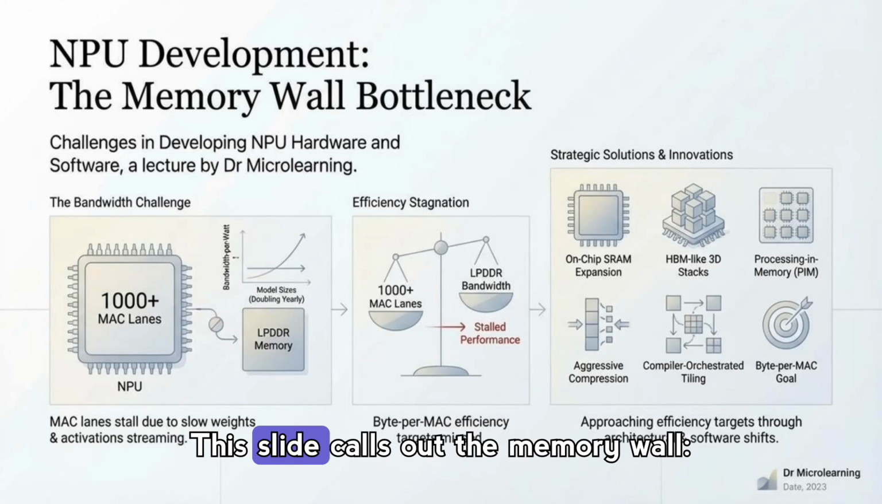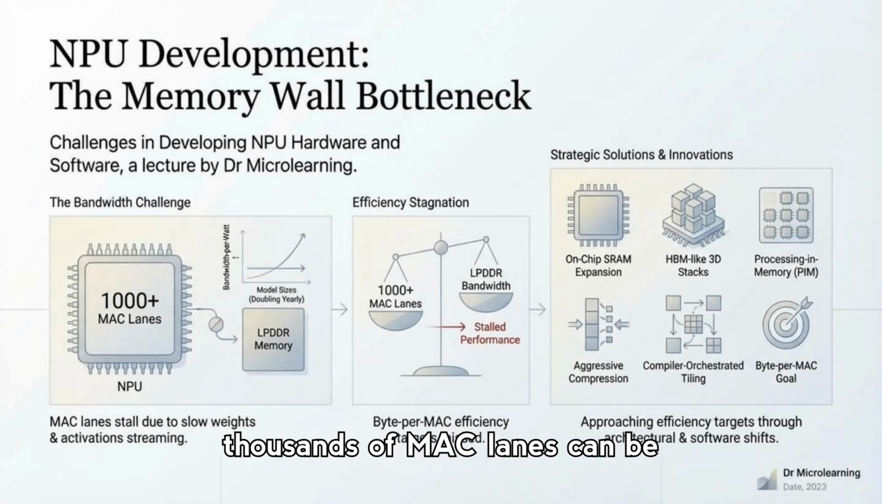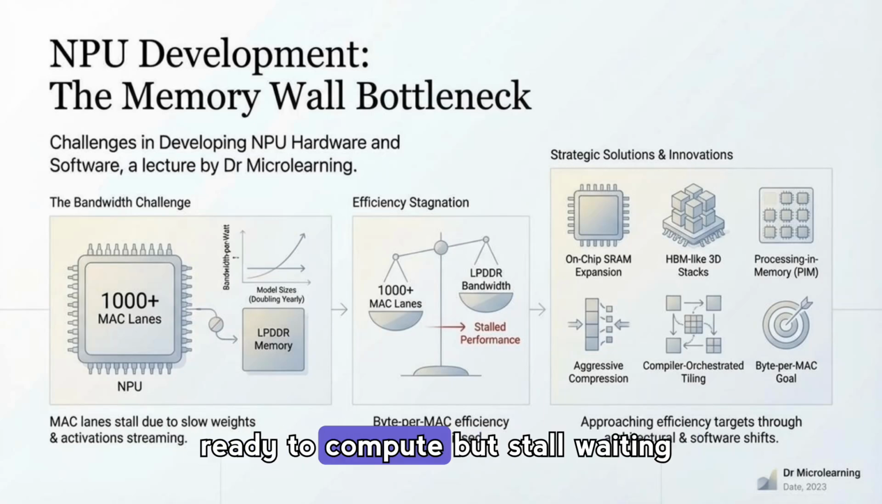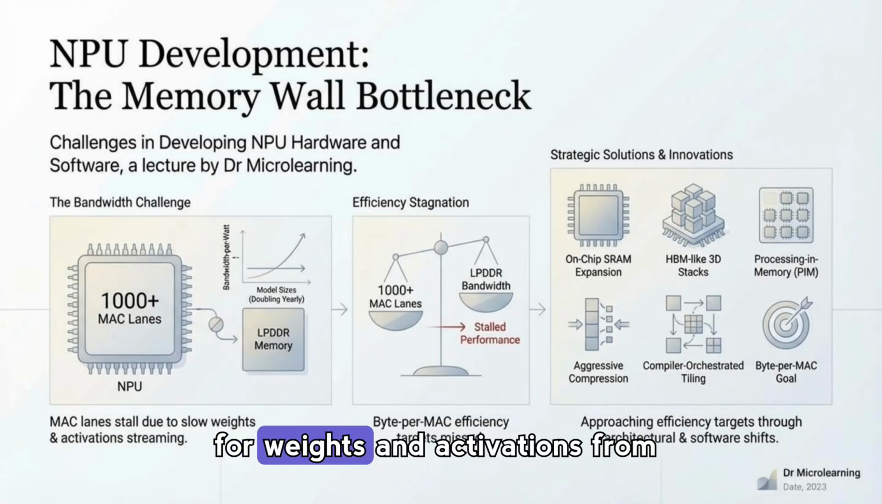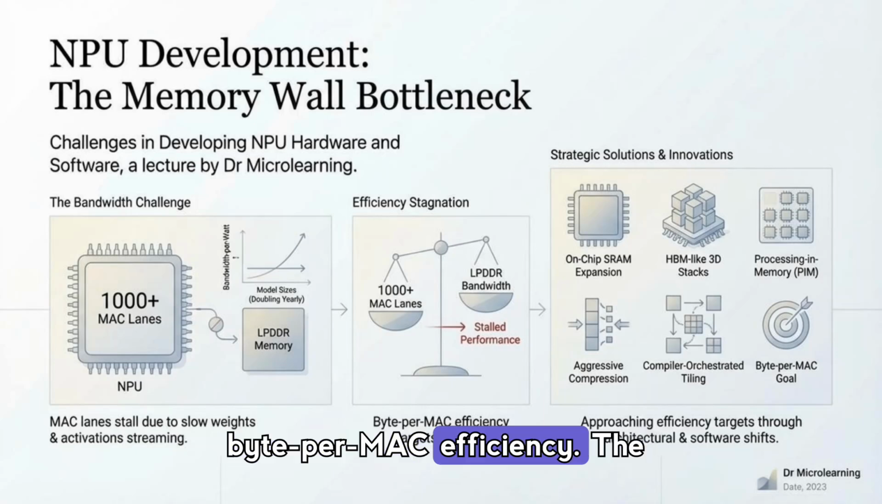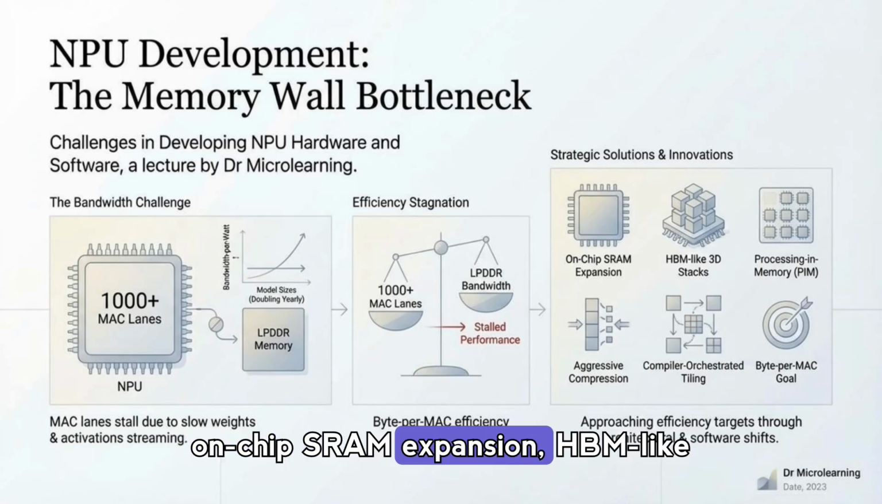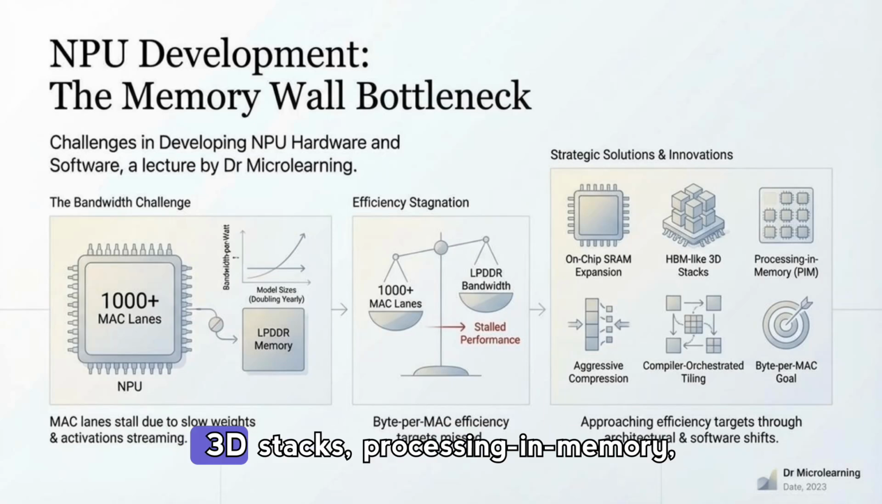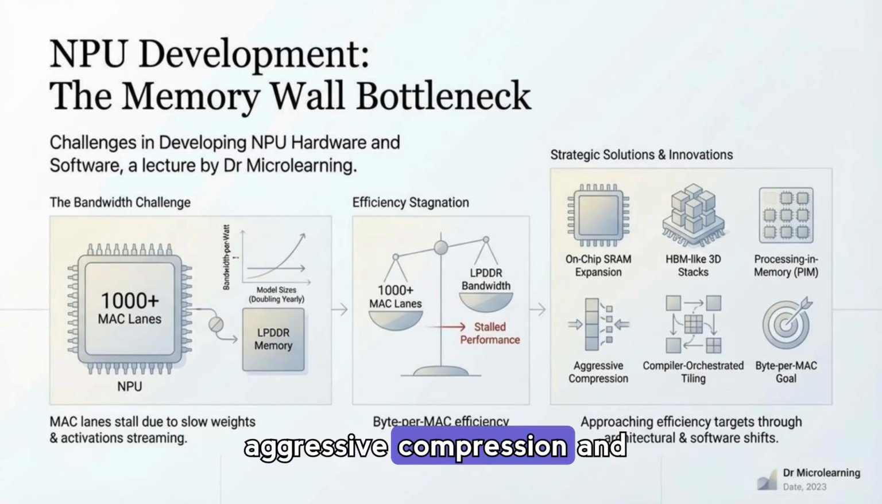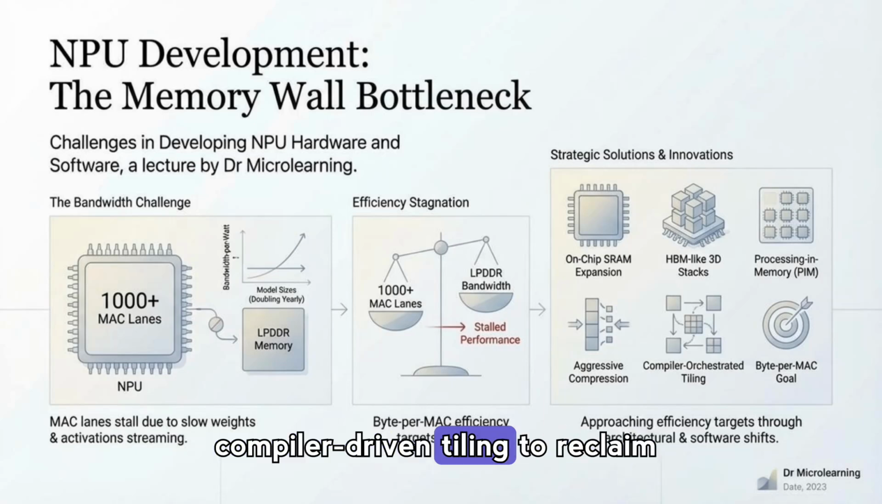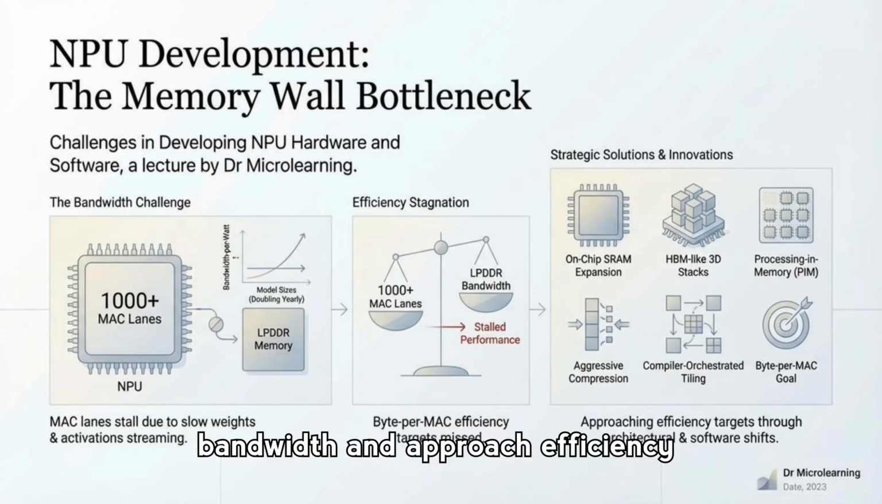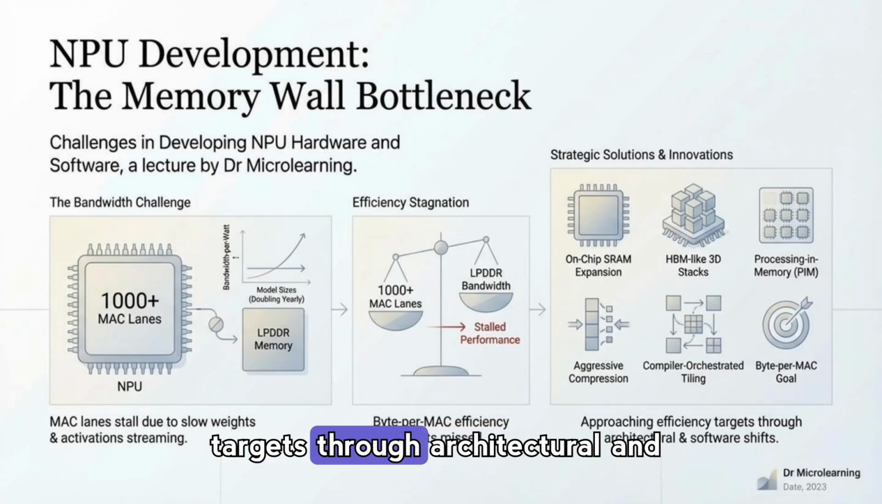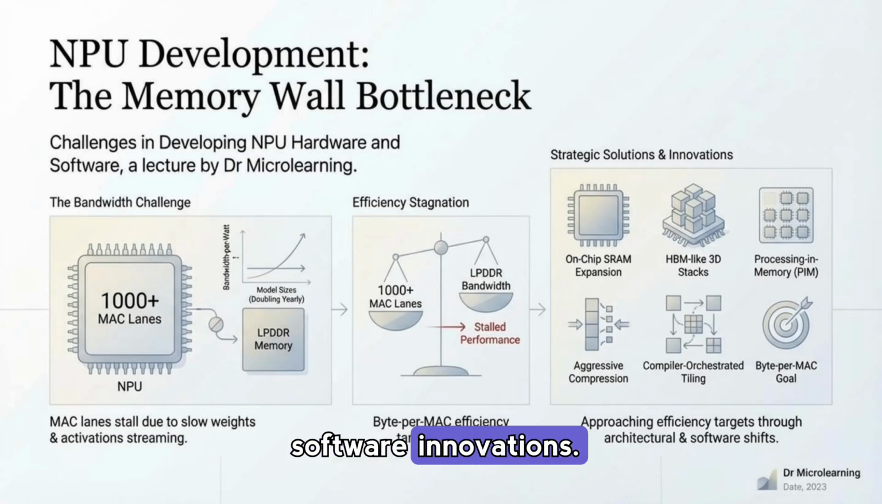This slide calls out the memory wall. Thousands of Mac lanes can be ready to compute, but stall waiting for weights and activations from LPDDR, which flattens byte per Mac efficiency. The visuals suggest solutions such as on-chip SRAM expansion, HBM-like 3D stacks, processing in memory, aggressive compression, and compiler-driven tiling to reclaim bandwidth and approach efficiency targets through architectural and software innovations.